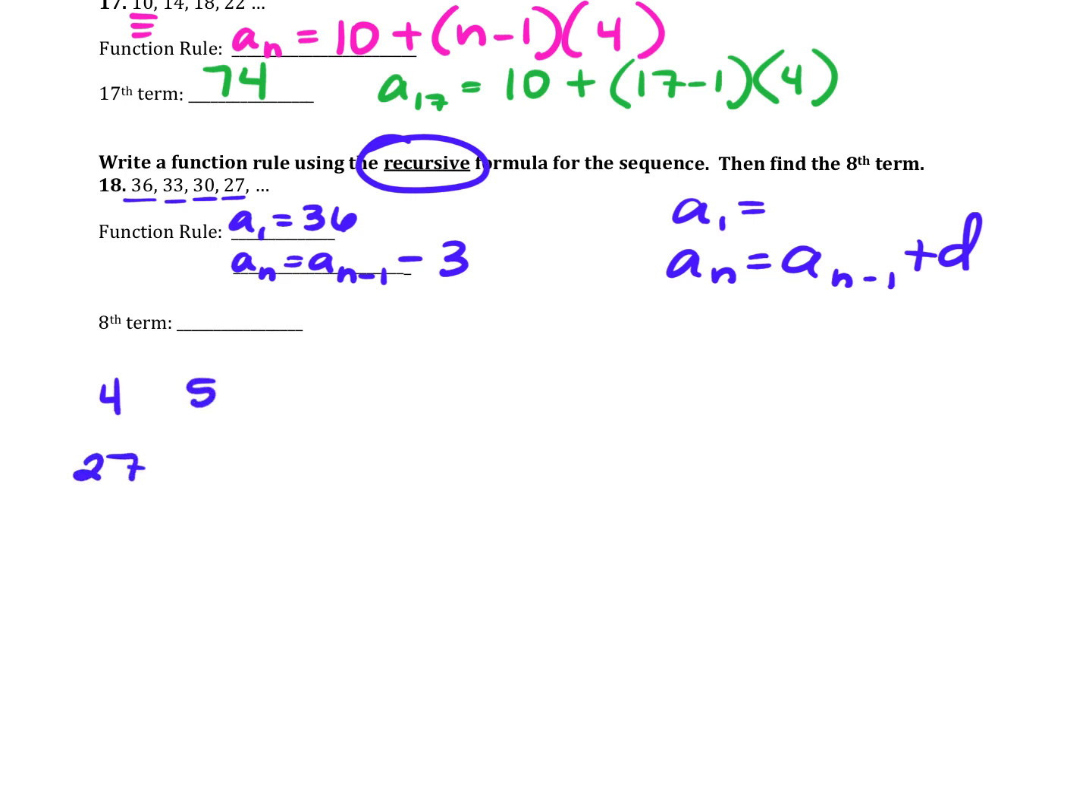Okay, so you have 1, 2, 3, 4 terms here. So your fourth term is 27. What would your fifth term be? What are we doing each time? Taking away 3. 24. What would your sixth term be? 21. What would your seventh term be? And your eighth term? 12. We just need eighth.